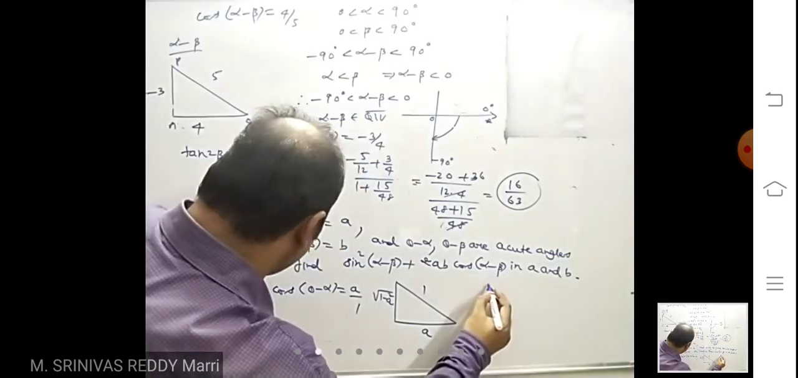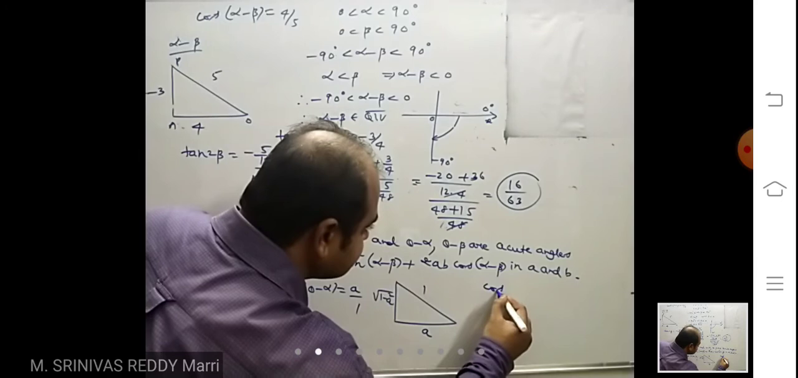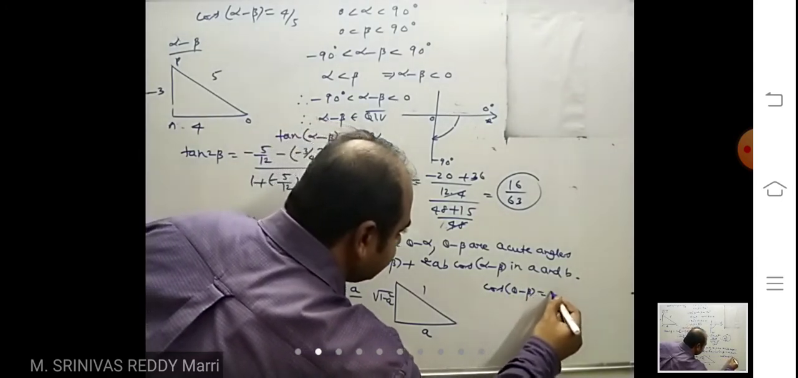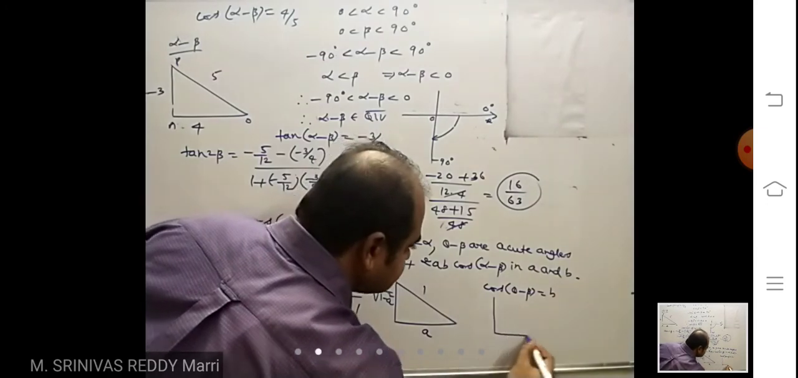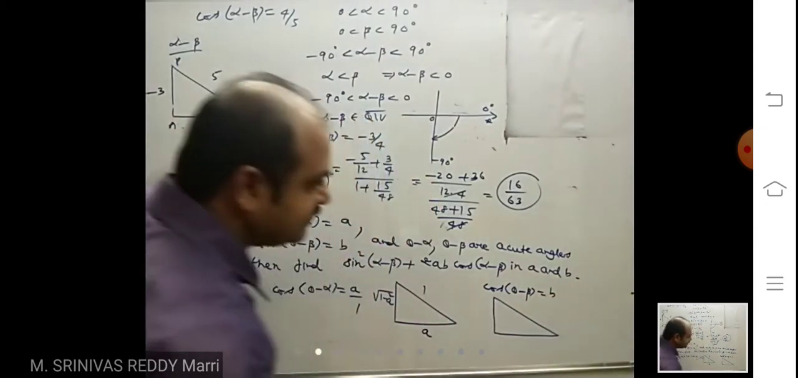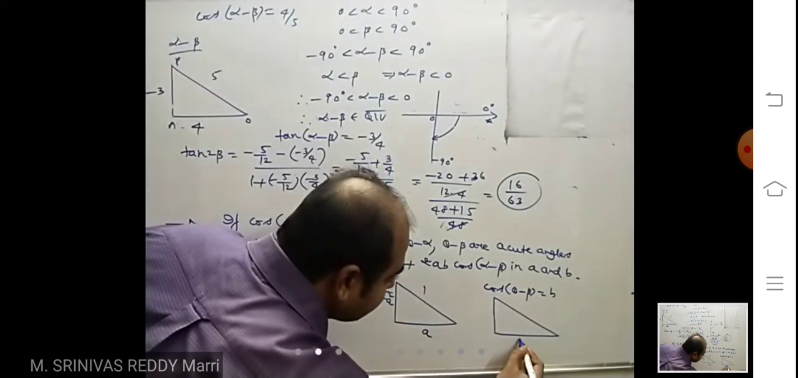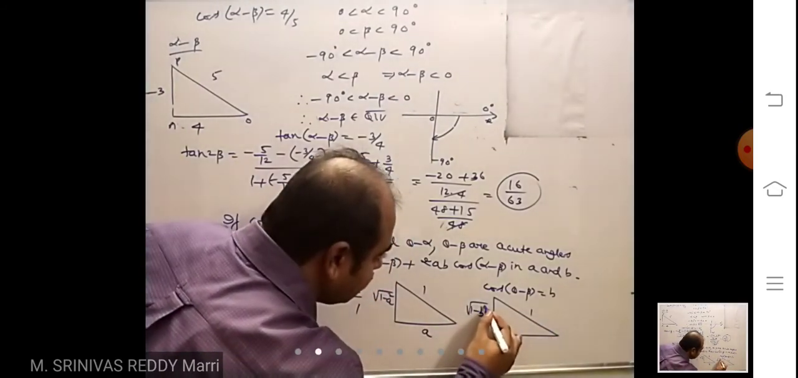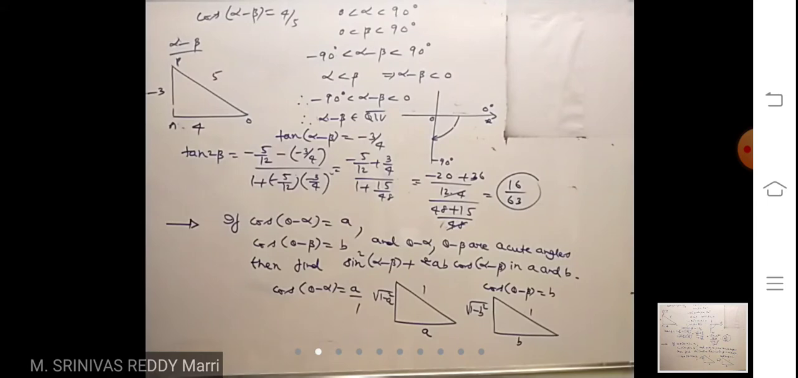Now given that cos of theta minus beta equals b. Now this is also in the first quadrant. This is b, this is 1. Root of 1 minus b square. In the first quadrant all will be positive.